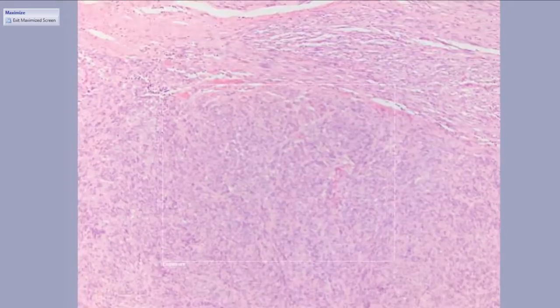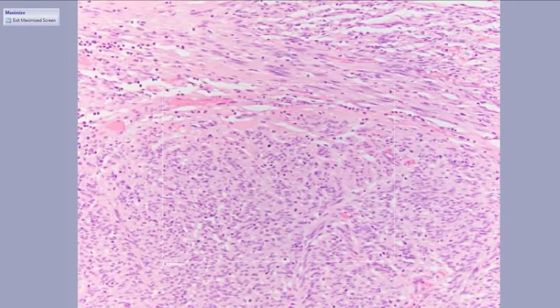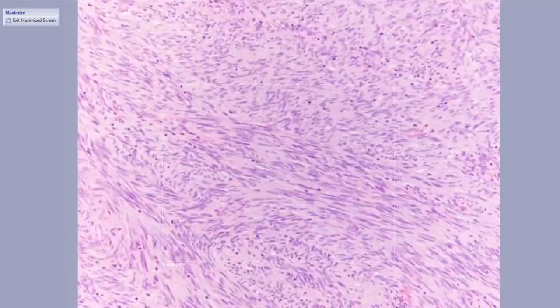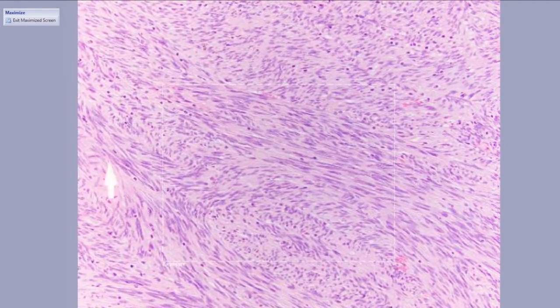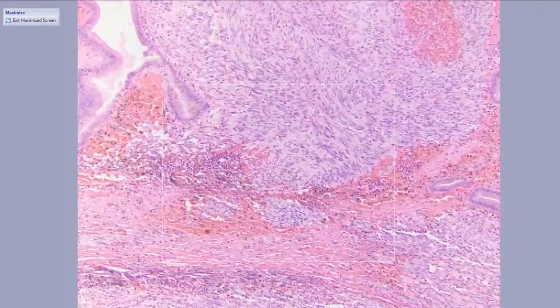If we go on higher power, nice and spindly, nice fascicles, well formed, fairly bland, although it is quite hypercellular. There's not a lot in the way of atypia. Mitoses appear rare. There's no necrosis. There's this area of hemorrhage.